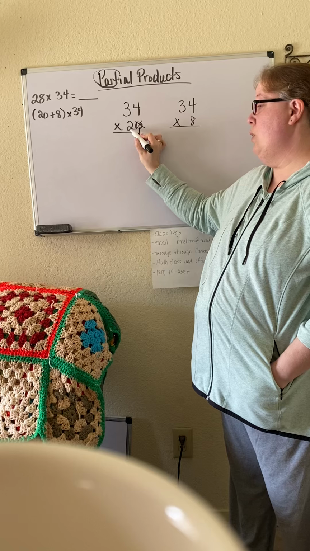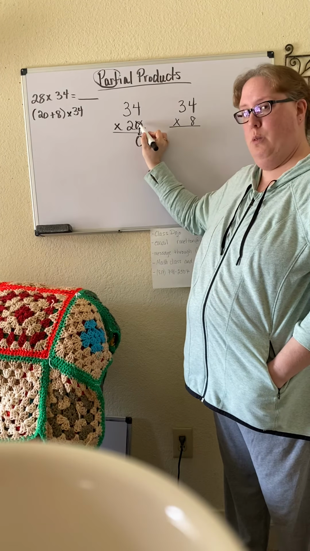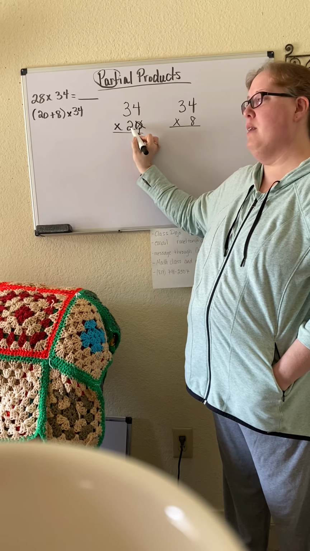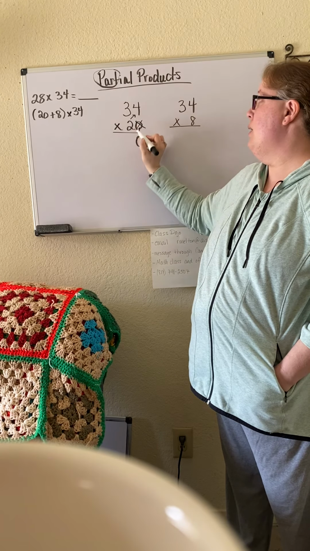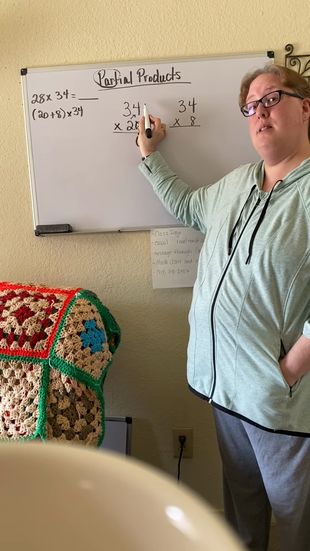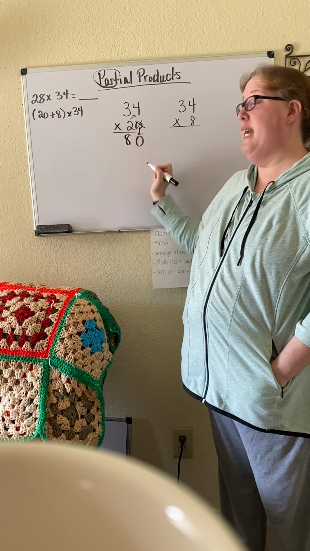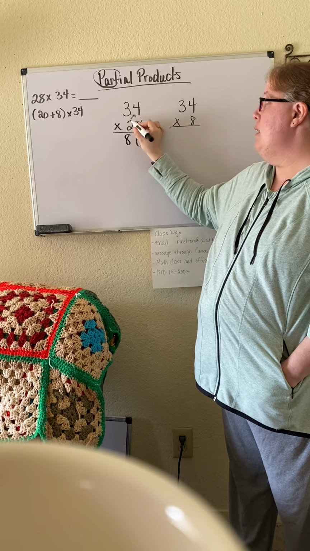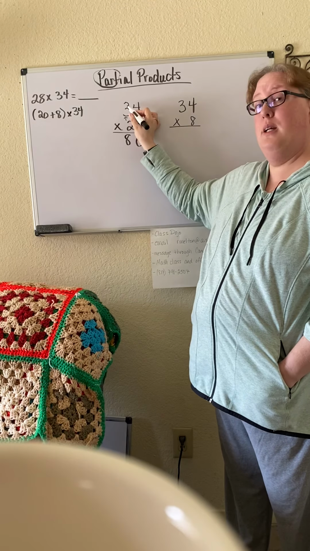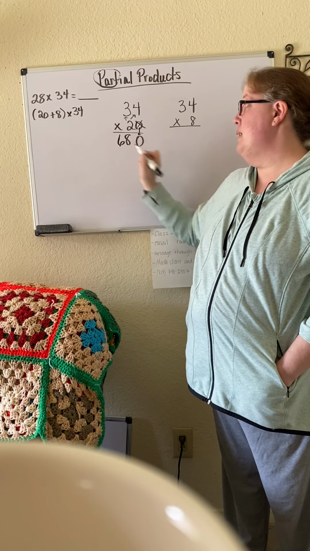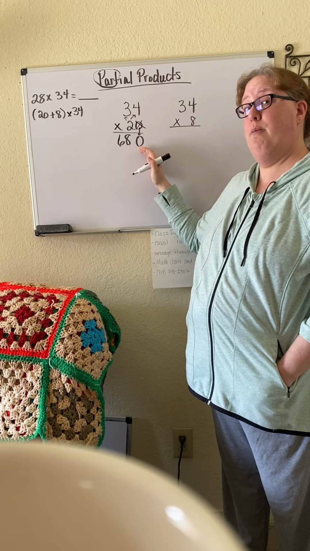Now, this 2 is really a 20, right? But we've already dealt with the ones place. So now I can think of this as just a 2. What I want to do is multiply that times the ones place in the 34. So 2 times 4 is 8. Then I'm going to go to the tens place. 2 times 3 is 6. So 34 times 20 is 680, okay?